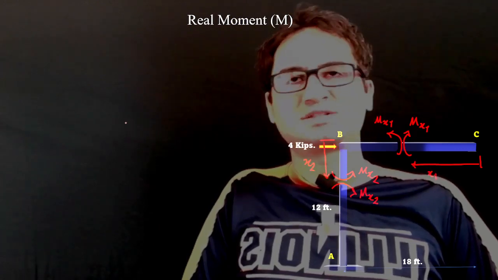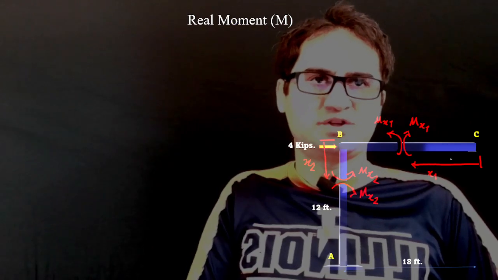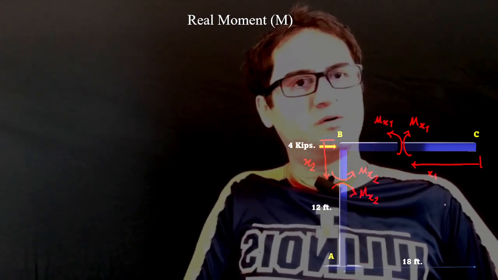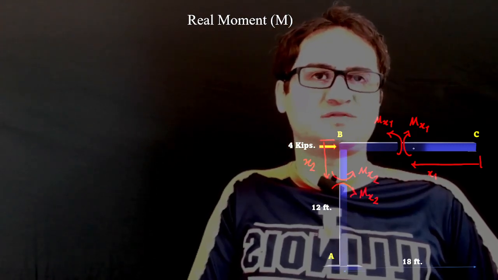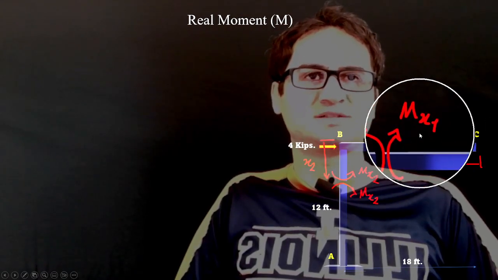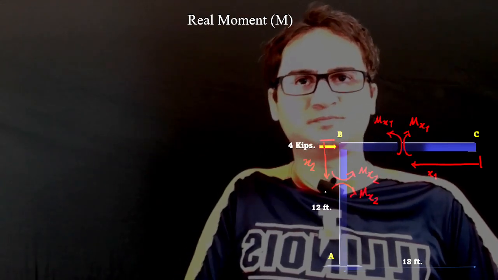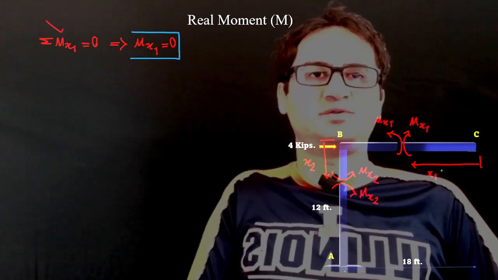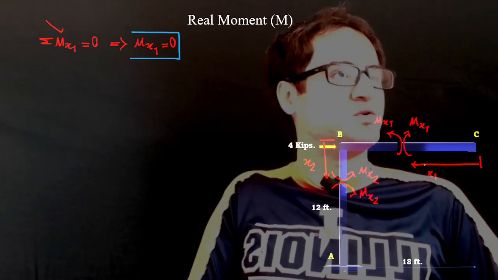So let's solve for the real moment. In the real structure, as soon as we get rid of the support at C, we turn our indeterminate structure into a determinate structure. We make cuts for the horizontal member, which we call mx1, and the vertical member, mx2. Summation of moment at x1 goes to 0. There is no force applied here, so the moment at distance x1 is 0.